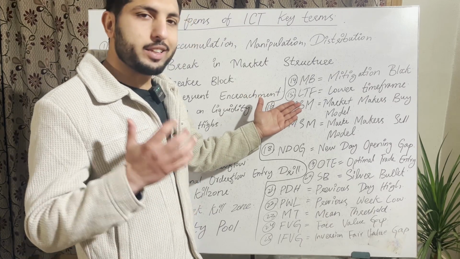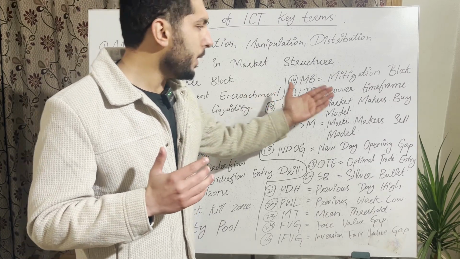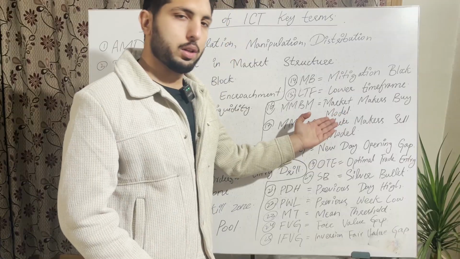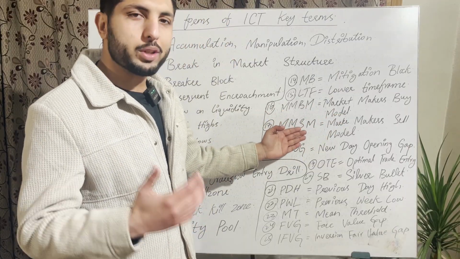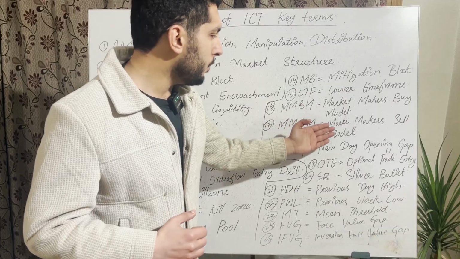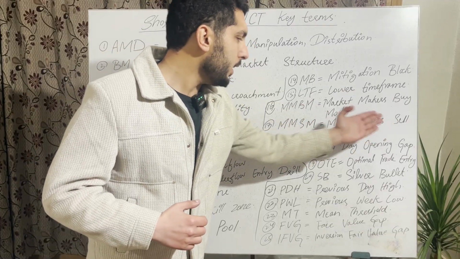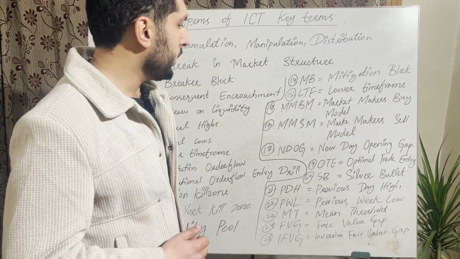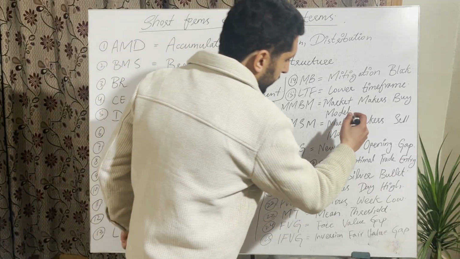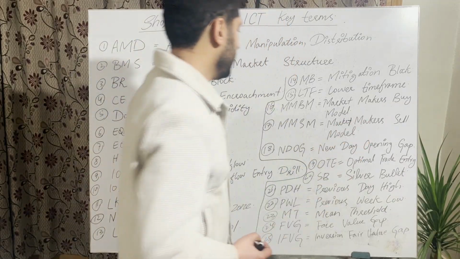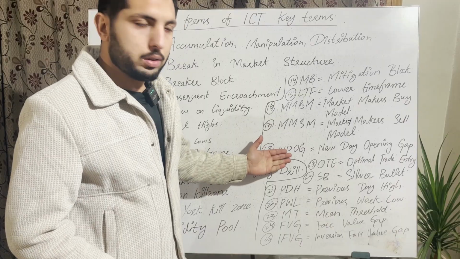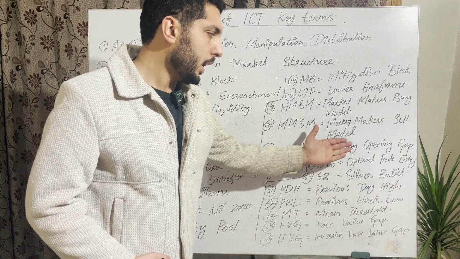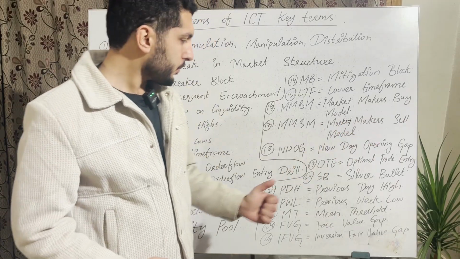MMBM, which stands for market makers buy model. Similarly, MMSM, which stands for market makers sell model. Let me add a T at the end of the market. Then there comes NDOG, which means new day opening gap.